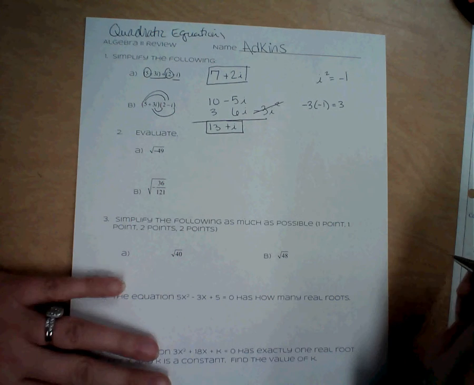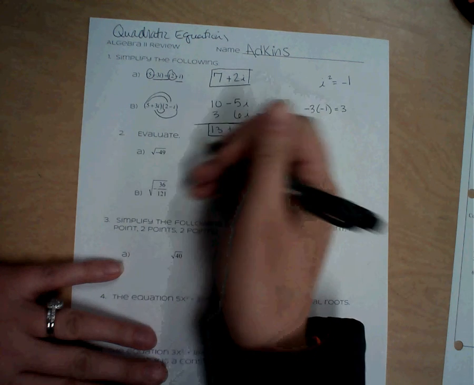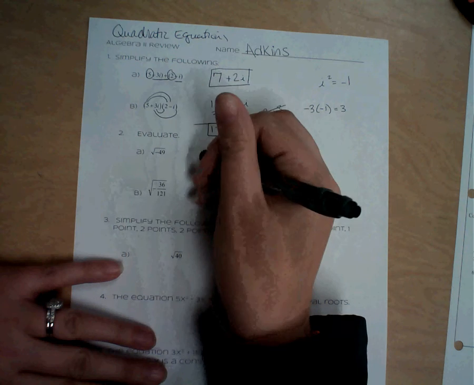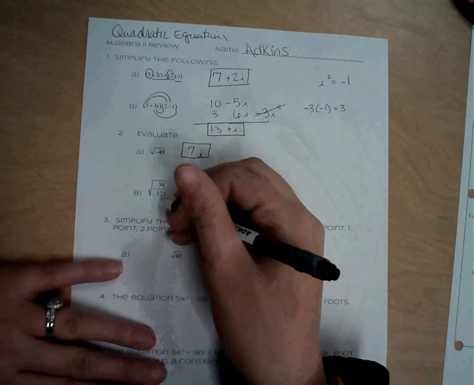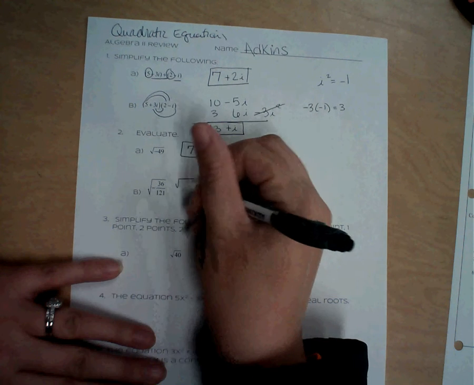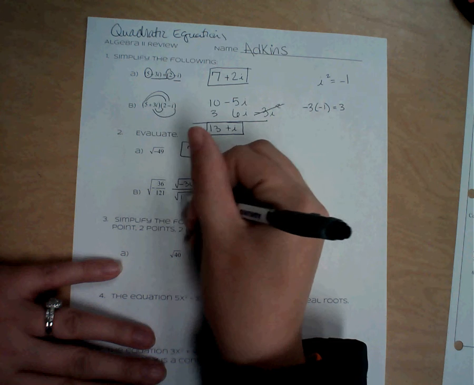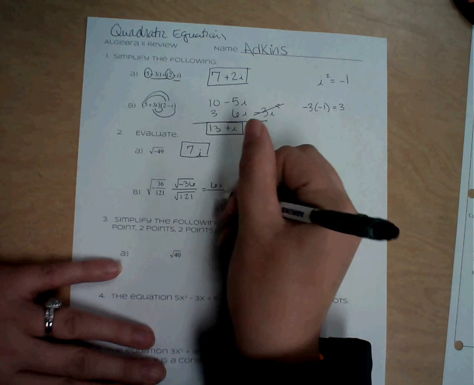Number 2, evaluate these numbers. So the square root of negative 49, so it's a negative, so I know I'm going to have an i on there. The square root of 49 is 7, so that is 7i. Square root of negative 36 over 121, I know I can break this up into square root of negative 36 over square root of 121. Square root of negative 36 is 6i. Square root of 121 is 11.